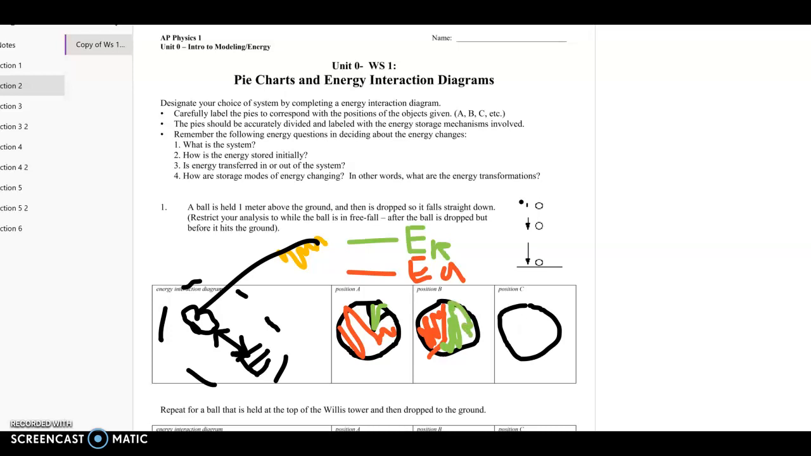At the bottom, we have a choice. On my key, I said that it had a little gravitational potential at the bottom, but that it was mostly kinetic, okay? So it's going really fast. Sorry, this is terrible. It's going really fast at the bottom.